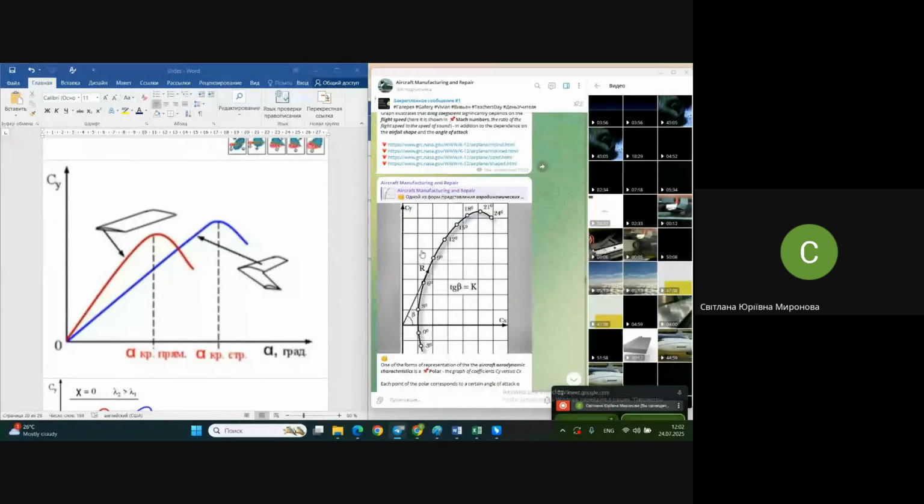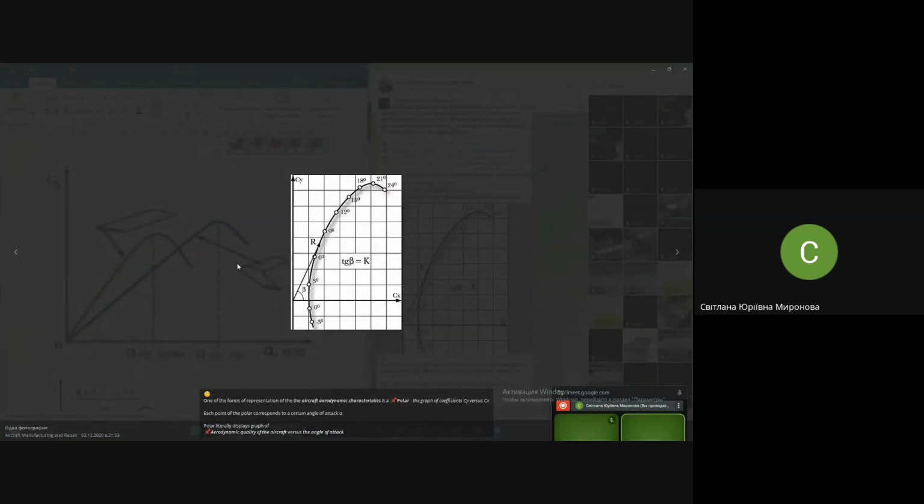Next, I said we have one more characteristic, which is like a hybrid characteristic. This hybrid characteristic helps us to select better, the most effective, the better modes, the better regimes of flight.